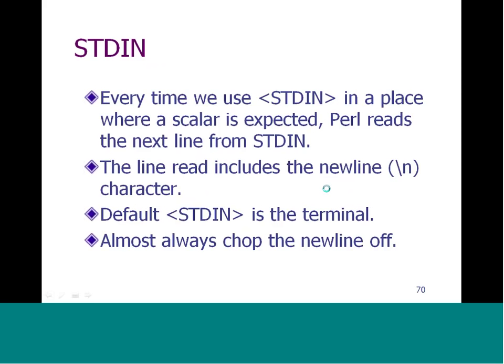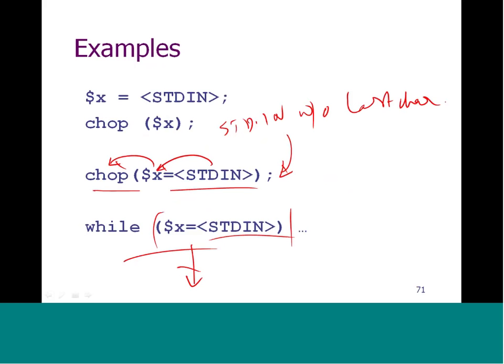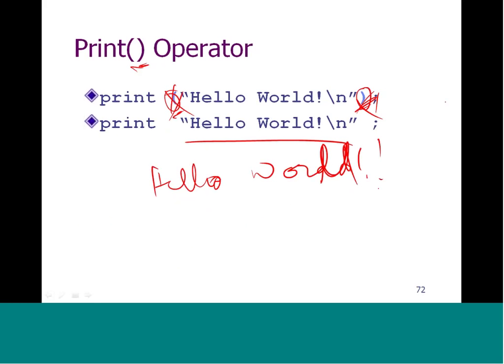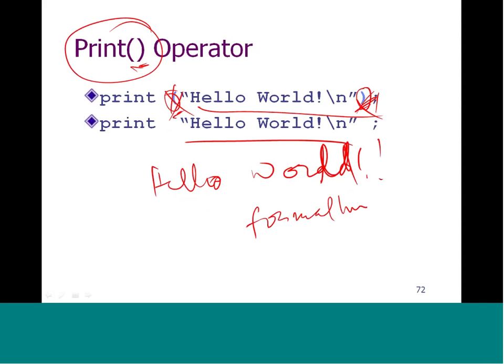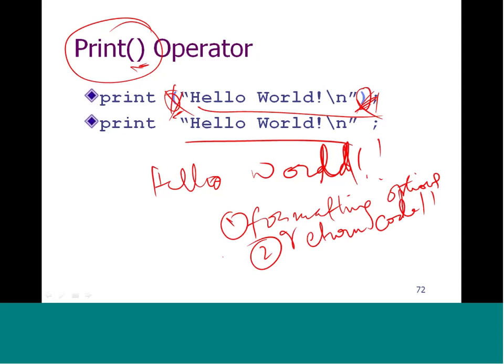And then we also saw about the STDIN, how we use the STDIN, and the different ways of combining the STDIN with chop. And then this is how we print hello world using the print operator. Now this is another one. In the print operator right now we studied just how to print a string. There are also formatting options which are available. And then we also can assign a return code to help debug it further. So these two topics we will be talking about as we go along, because these are important for other purposes as well.